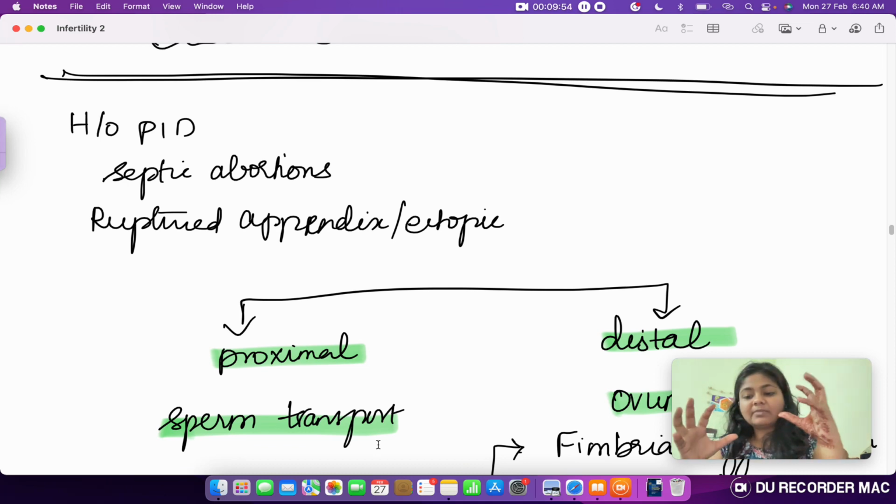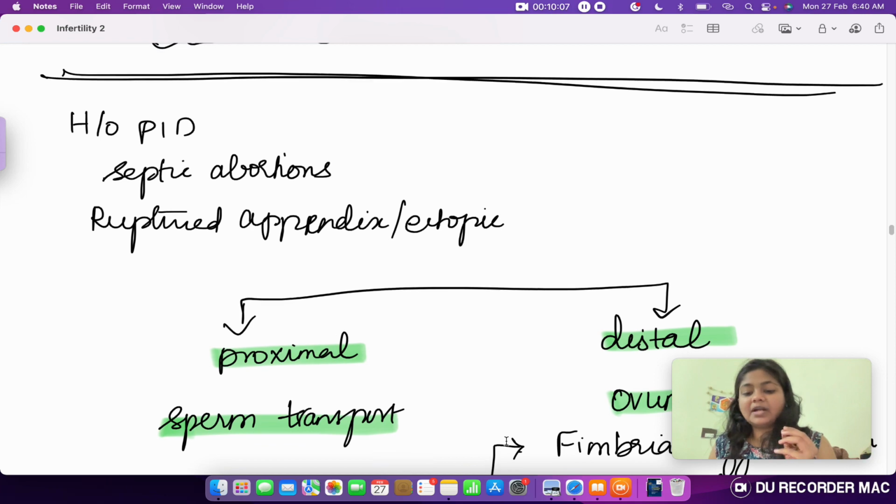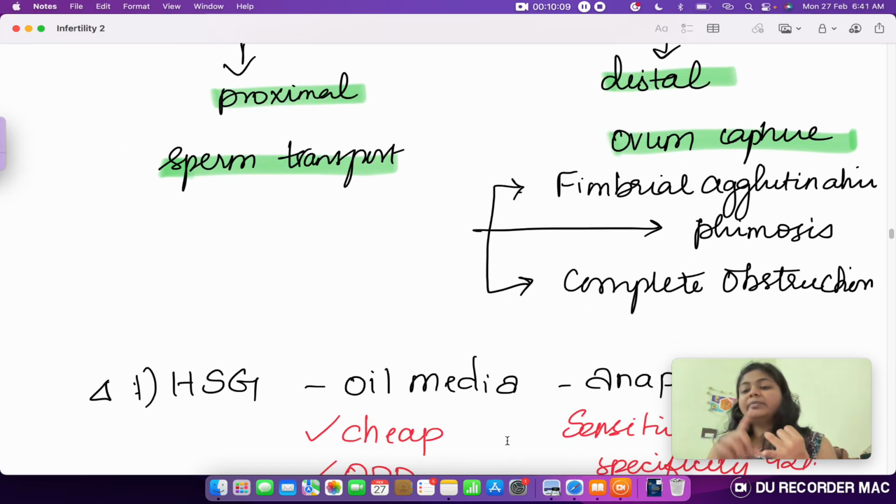So proximal segment tubal problems will have problem in sperm transport and putting it into the ampulla and causing fertilization. So the distal part will have problem in ovum capture and fertilization. So the distal part, that can have fimbrial agglutination, fimbrial phimosis, or complete obstruction.